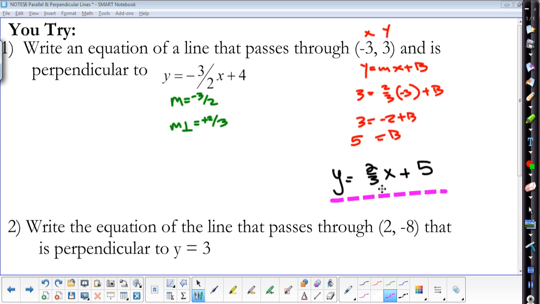Here's the answer to the first one. You can pause the video and look back through the work, but I'm going to go ahead and work out the next problem. All right, this one. This line is horizontal. To be perpendicular, I have to be up and down. Up and down starts with x equals, and then I looked up here, my x value was 2, so that's my equation.